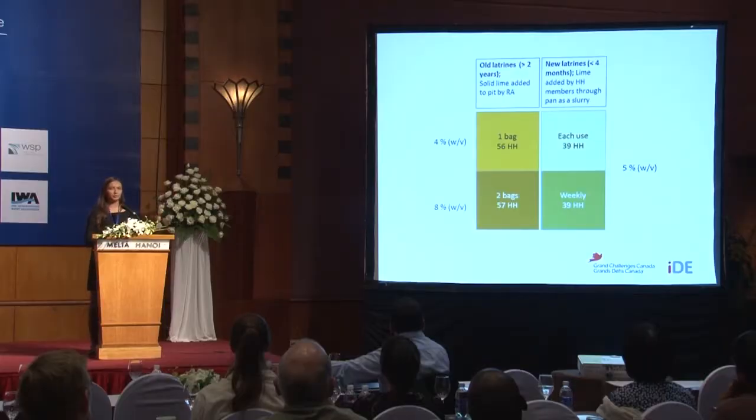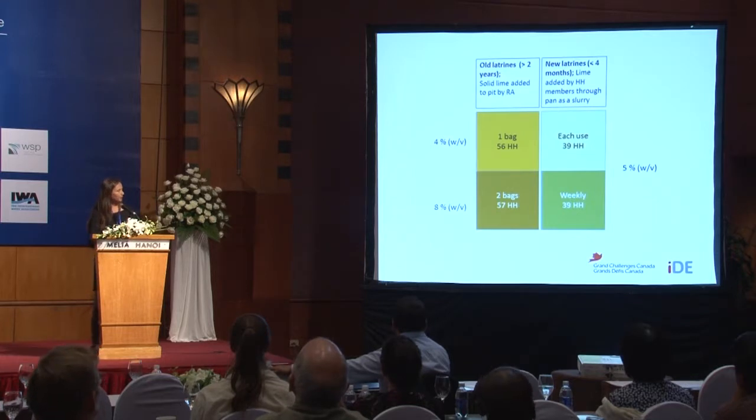These concentrations are higher than what we just saw because there's variation in the lime sold on the market. So this was to account for that and also to account for differences in sludge characteristics and the size of the pits and so on. So half the households, 56 of those households, had 1 25-kilo bag of lime added. The other half had 2 bags of lime added.